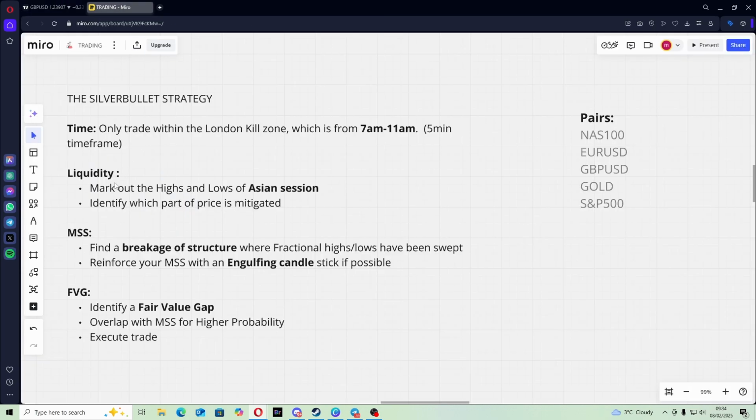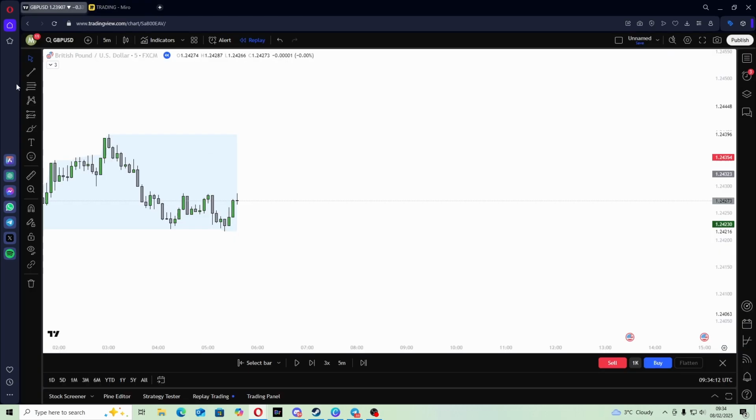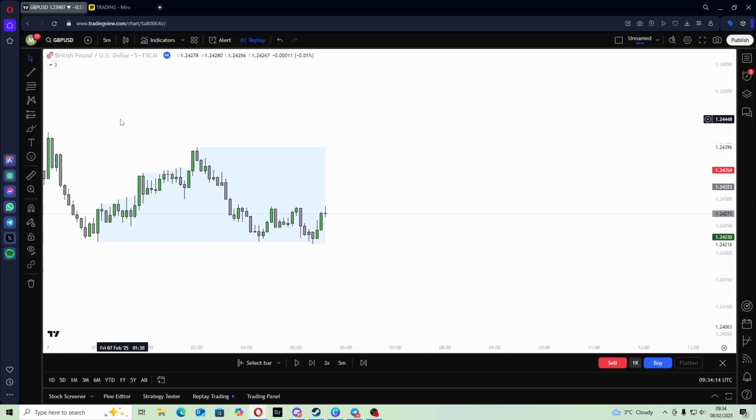So what we need to do now is mark out the highs and lows of Asian session, and then we need to identify which part of price is mitigated. Let me show you exactly what this means. So you need to mark out the highs, which is right here, the highest point of Asian session. And you can see the highlighted area, that's Asian session. If you want this indicator, just comment down below. The highs and the lows right here.